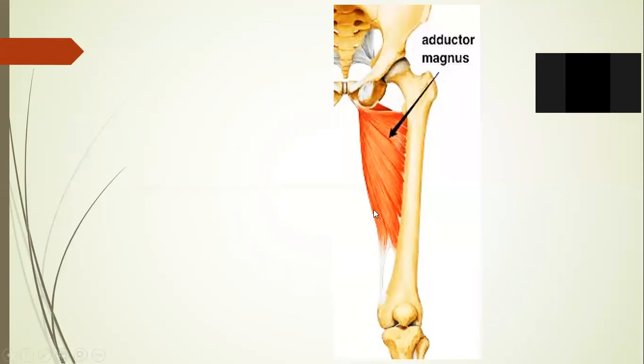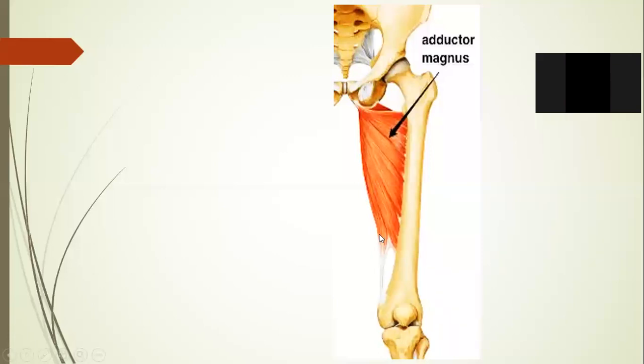Whereas this part, right from here, arises from the ischial tuberosity, and after getting origin from the ischial tuberosity, it converts into a tendon, and mainly it is inserted into the adductor tubercle of the femur. This part is called the hamstring part. The adductor part is supplied by the posterior division of the obturator nerve, and we all know that the medial compartment of the thigh is innervated by the obturator nerve, and this one is the hamstring part.